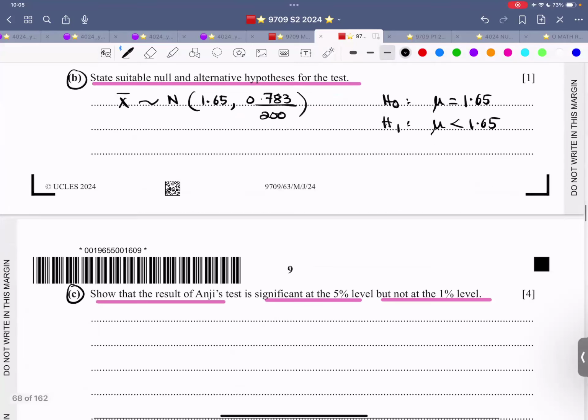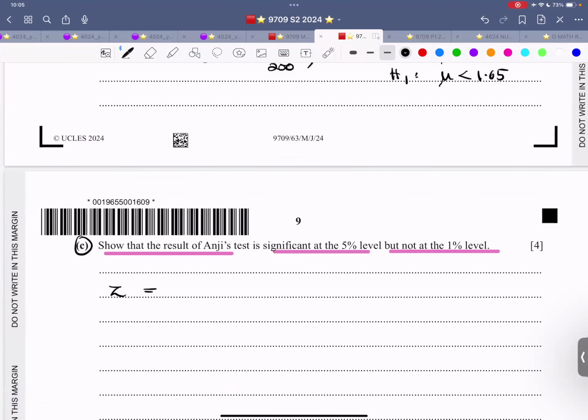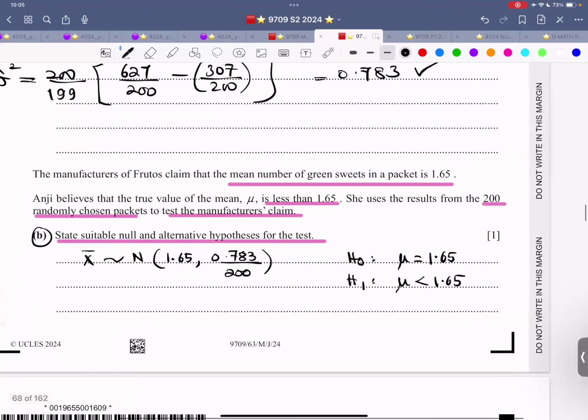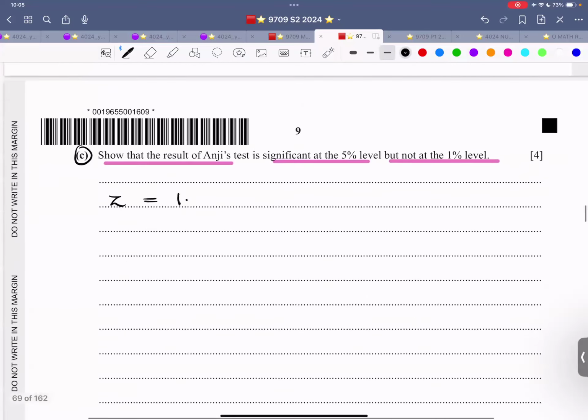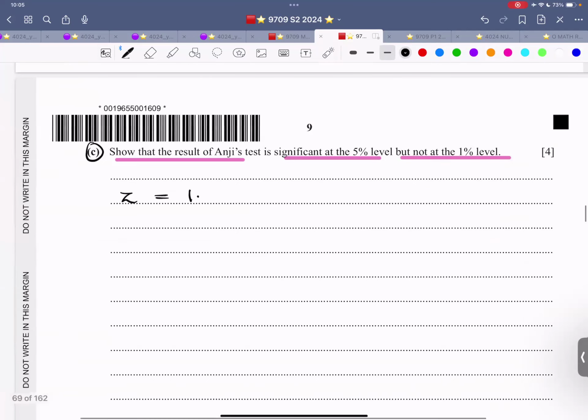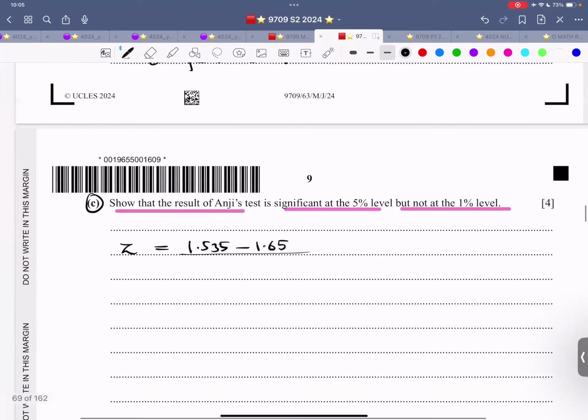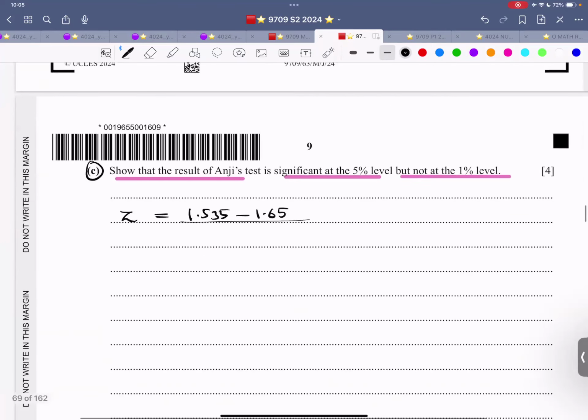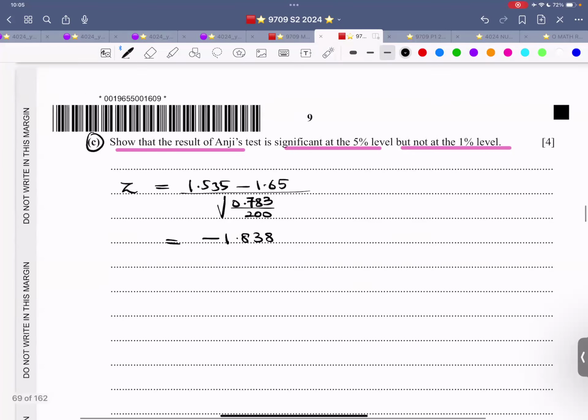And now let me calculate Z. How much is the value? The sample value is 1.535. So Z is 1.535 minus 1.65, divided by the square root of 0.783 over 200. Now this value is coming out to be negative 1.838.